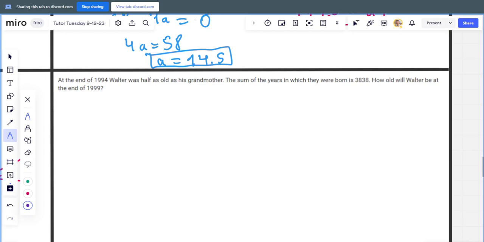At the end of 1994, Walter was half as old as his grandmother. The sum of the years in which they were born is 3838. How old will Walter be at the end of 1999? Okay, so in 1994, Walter was half as old as his grandmother.